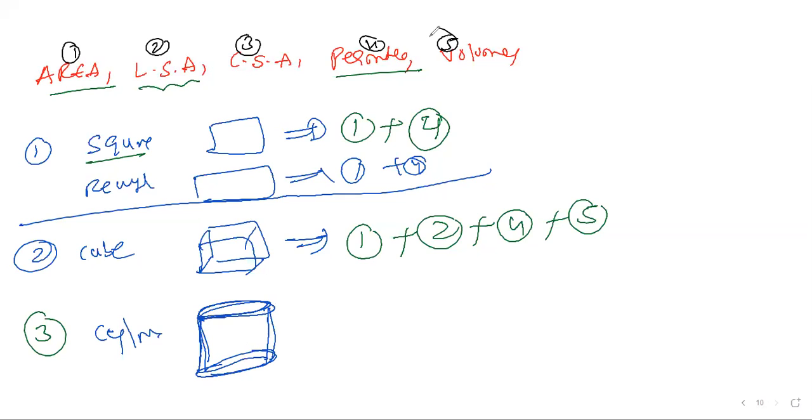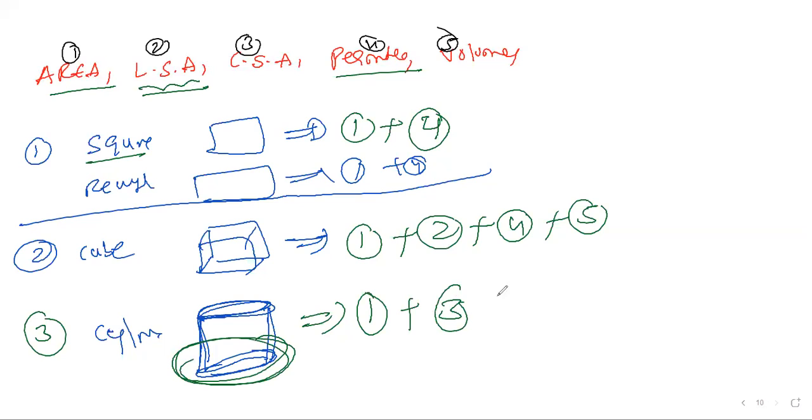Now you have to say what is there over here. What has area? Area is there. Lateral surface area is not there, that is curvature. It is curved nature sides, so curved surface area is there. Perimeter is there, definitely. Volume is there. Volume also is there.